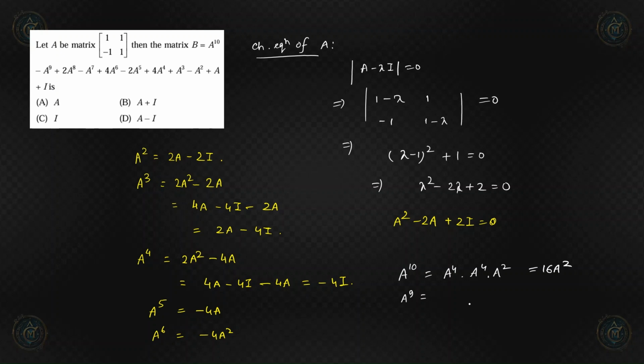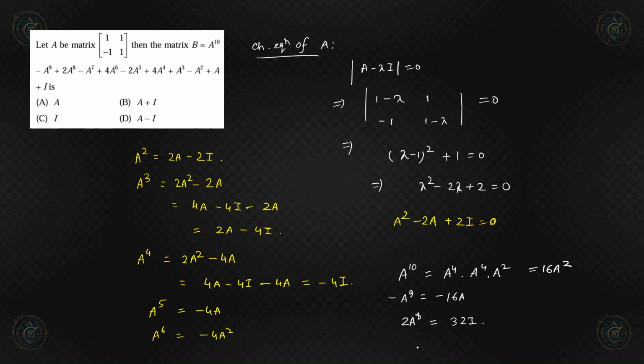A to the power 9 will be a to the power 4 times a to the power 4 times a, right? So this will be 16a with a negative sign here because it is negative, okay? And this 2a to the power 8 will be what? 2a to the power 8 will be 2 times a to the power 4 times a to the power 4, so 2 times 16i, that means 32i, right?